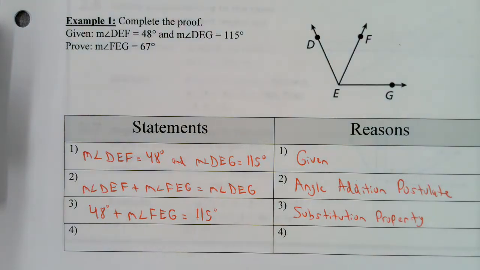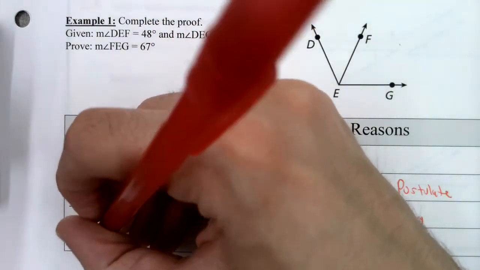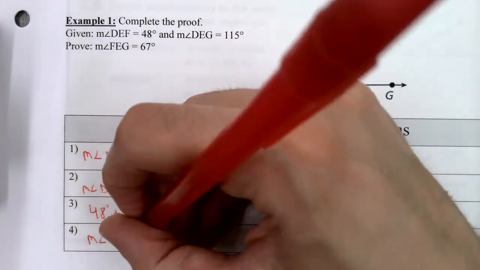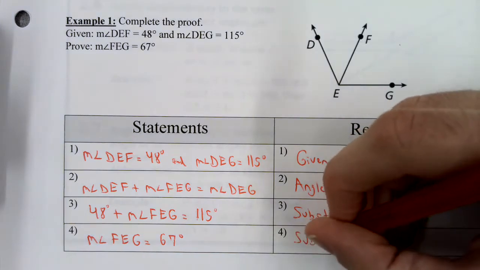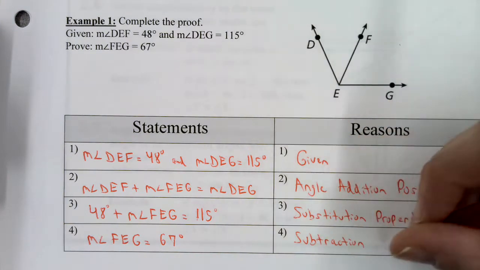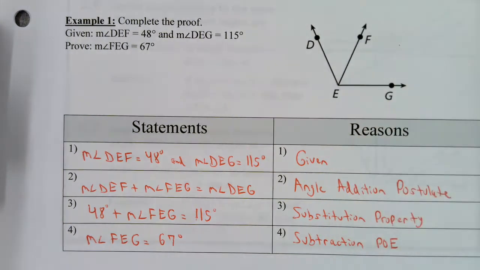And now we can get the measure of angle FEG equals 67 degrees by using the subtraction property of equality. Subtraction, POE, property of equality.